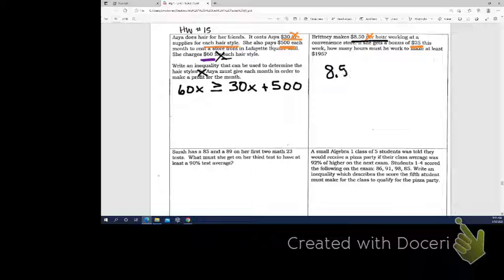So 8.50x plus 25, and we want to know how many hours to make at least $195. So at least means we want this stuff to be greater than or equal to the 195. And so that's going to be our setup for that second problem.